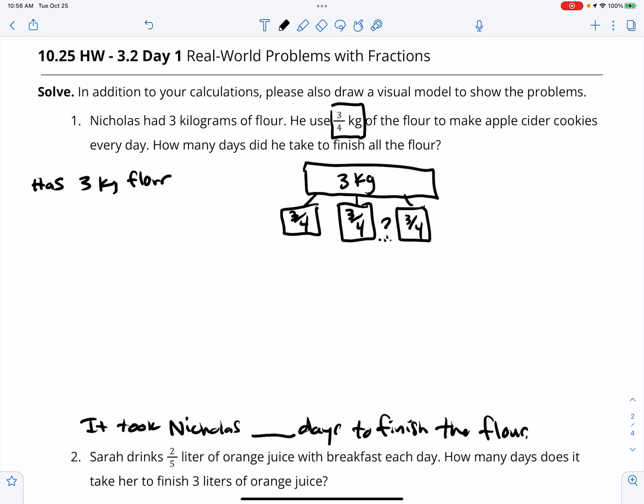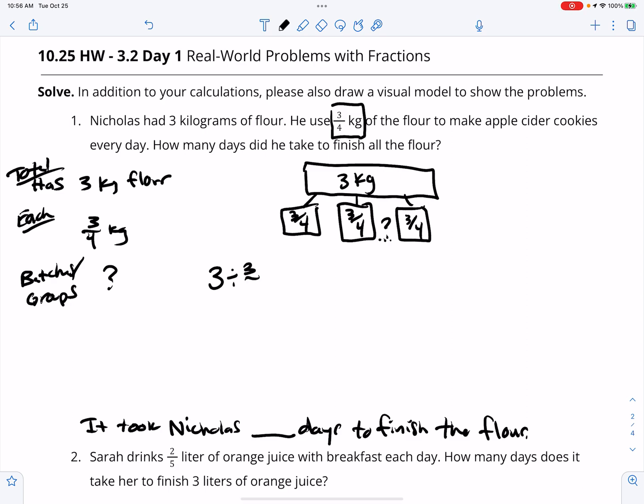So based on that quick little sketch, the amount that I have, this is my total flour, is that I know my each, because each batch uses 3/4 of a kilogram, but I don't know how many batches. And in this, that's going to be our groups. So we don't know that. So the math that we're actually solving is I'm taking the 3 kilograms that I have and I'm dividing it into groups of 3/4. And I want to know, how many is that going to be?